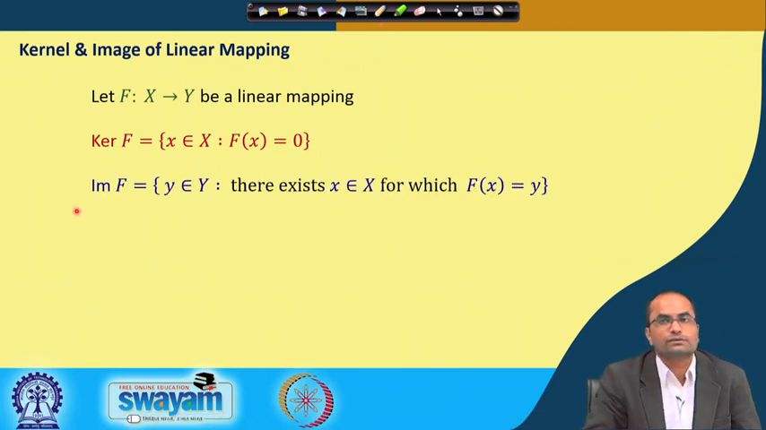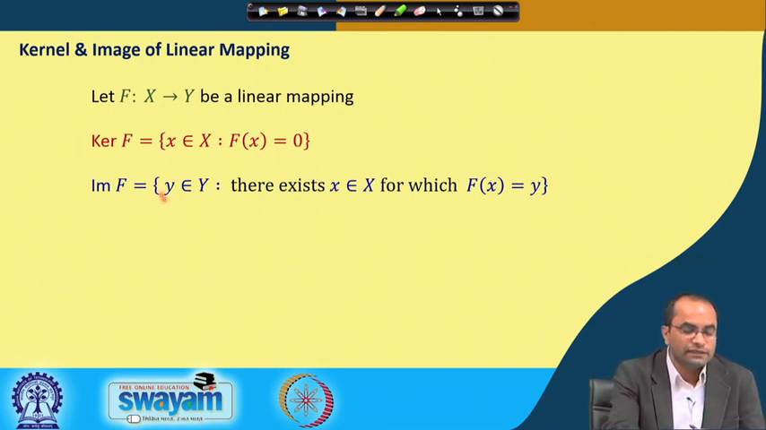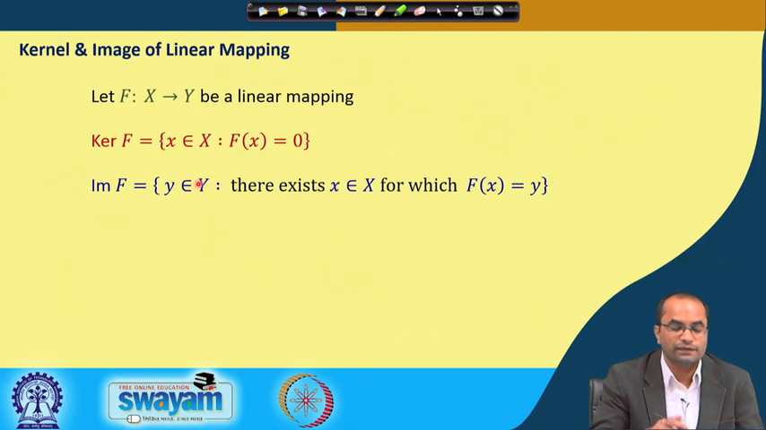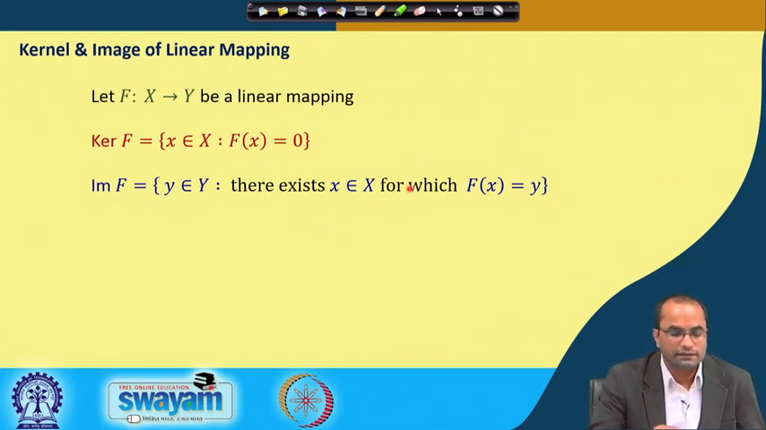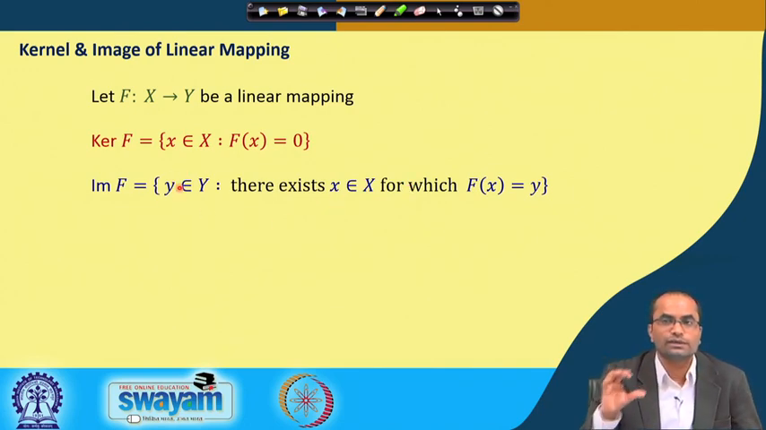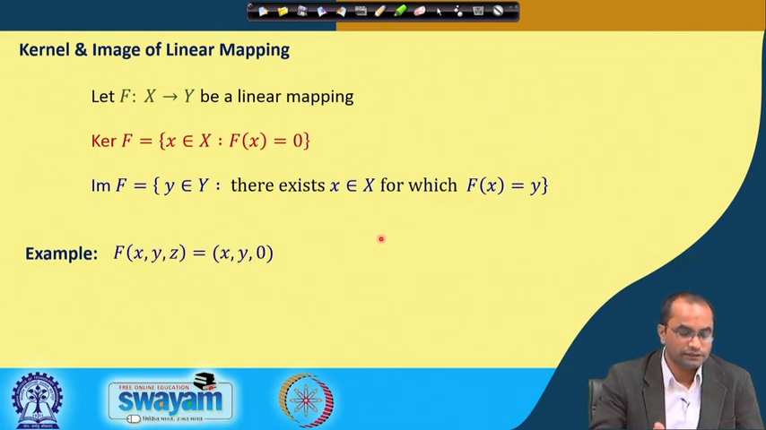There is another one called the image of f, defined as the elements y from the vector space y for which there exists an x in x such that f(x) is y. This is the image which we usually consider here. So, we will collect only those elements of y which are the map of some elements from x. Okay. So, with these two definitions, the kernel of f and the image of f, let us look at a simple example.